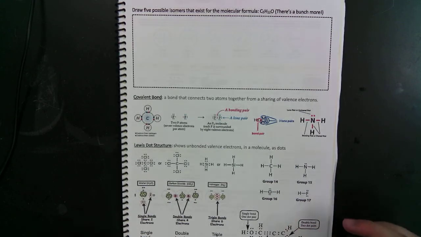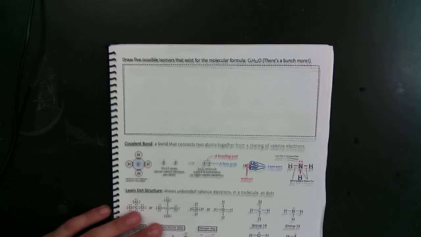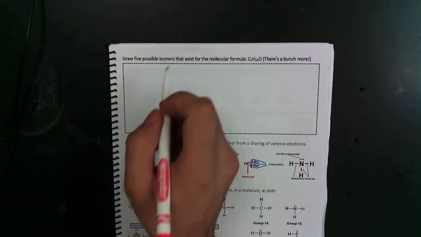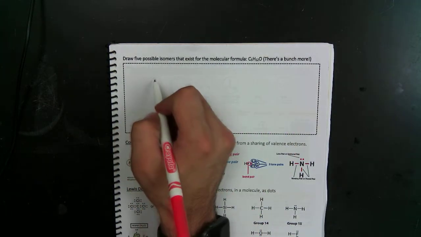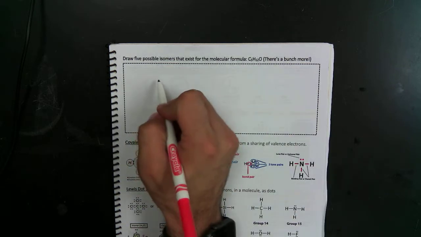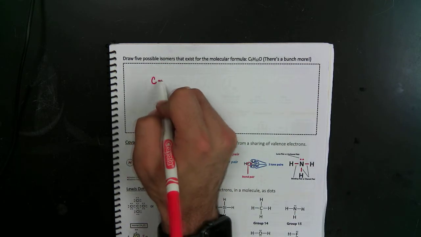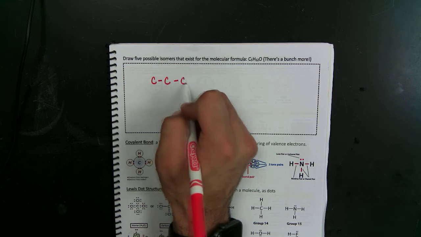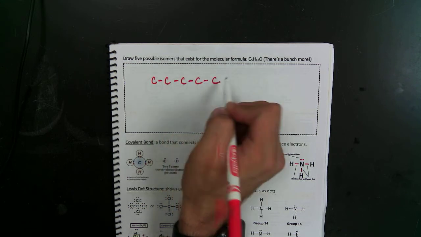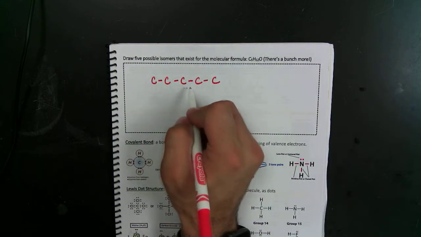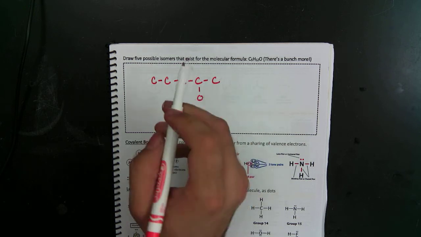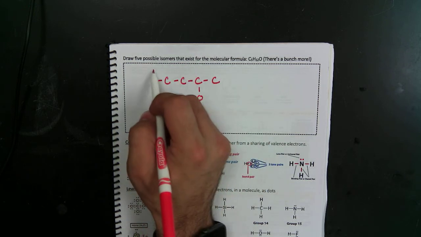Draw 5 possible isomers that exist for the molecular formula C5H12O2 following HONC 1, 2, 3, 4. I'm going to draw one for you, and then you can draw several others. We want to connect all of the carbons first. Then we place the oxygens or nitrogens. I'm going to place 1 oxygen here. And then we go around and fill in with hydrogens.